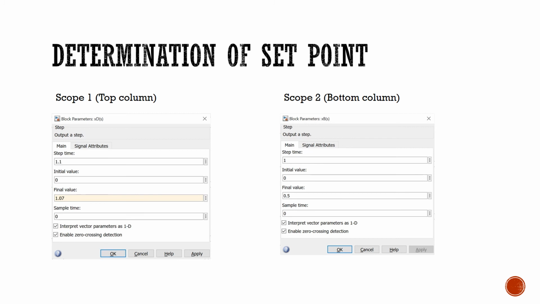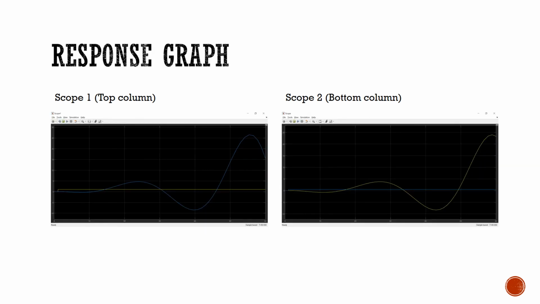For scope 1, which represent the top column, the set point that I chose is 1.1 and the final value is 1.07. For scope 2, which represent the bottom column, the set point that I chose is 1 and the final value is 0.5. After tuning the set point, I can run the simulation. So here is the response graph that I obtained for scope 1 and also scope 2.